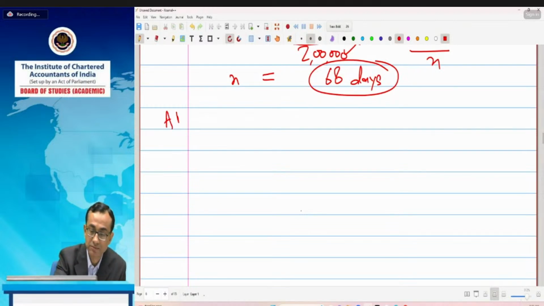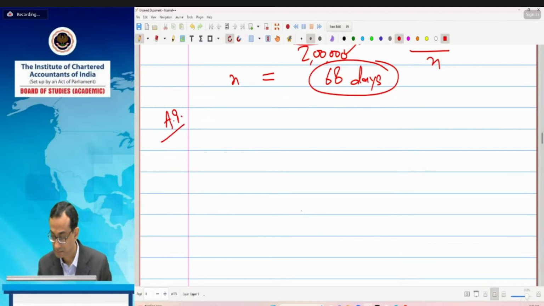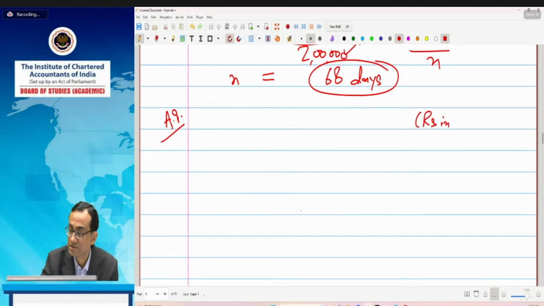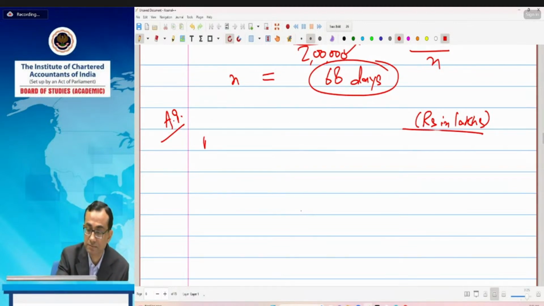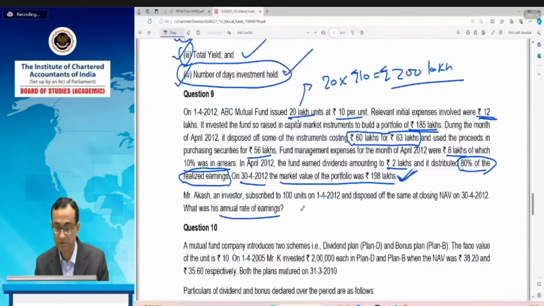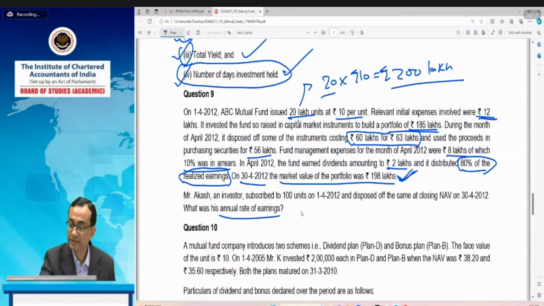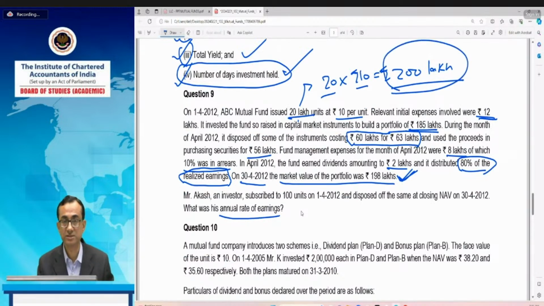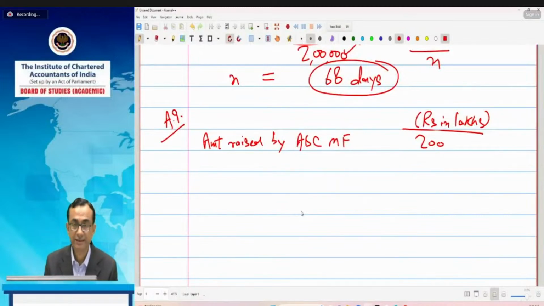Now this is question number 9. This is rupees in lakhs. Now, amount raised by ABC Mutual Fund. The amount raised by the mutual fund is 200 lakh, as given in the question. We have calculated 20 lakh units at 10 per unit, that is 200 lakh raised by ABC Mutual Fund.